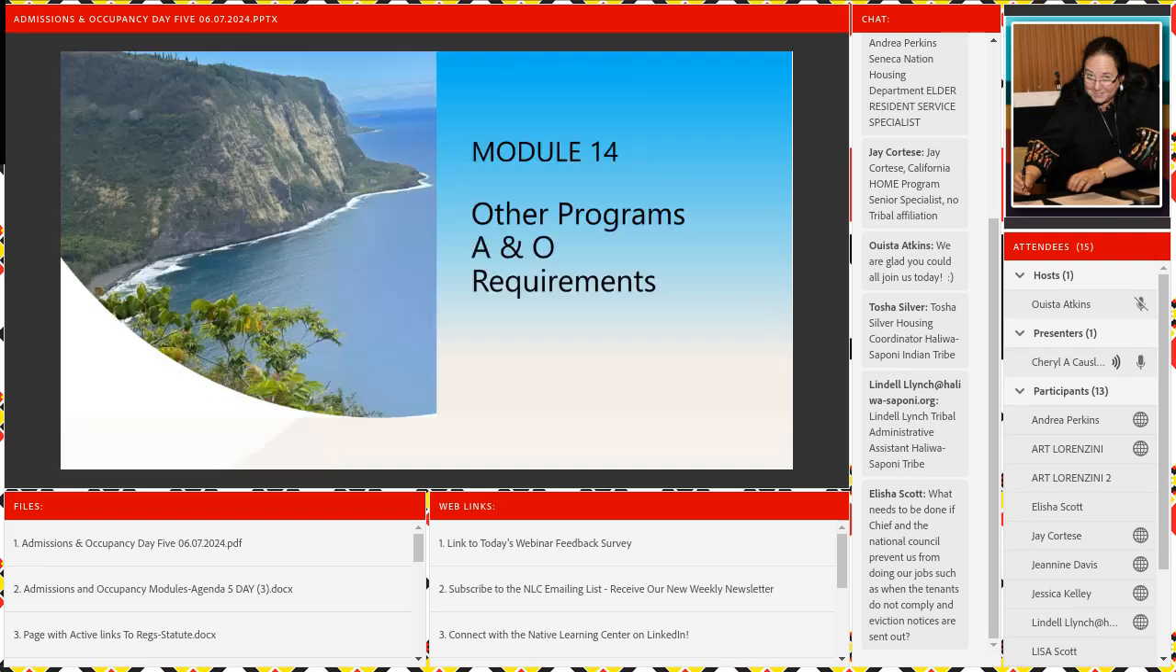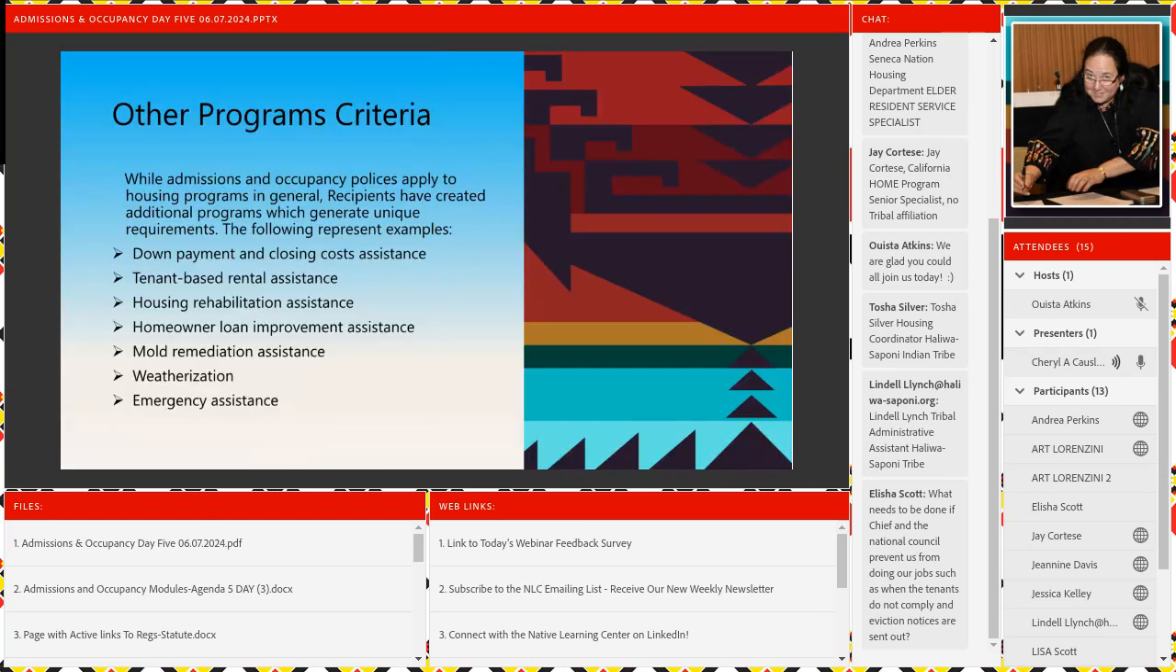Okay. Other programs and A&O requirements. So your other program criteria, so your admissions and occupancy policies apply to your housing programs in general. A lot of recipients have created additional programs which generate unique requirements. Okay, remember that's why I told you the first and second day you should have everything separate: separate applications, separate rules and regulations.